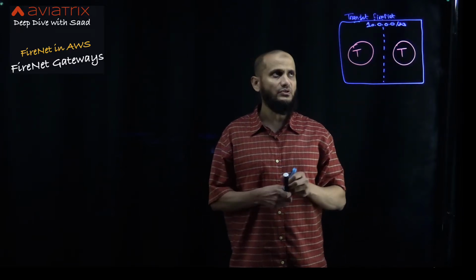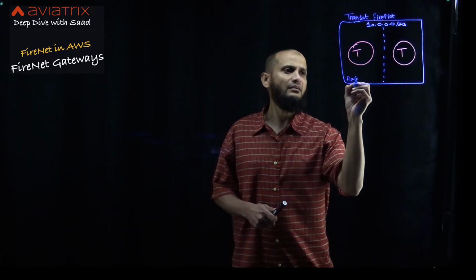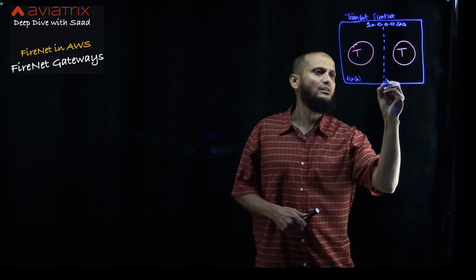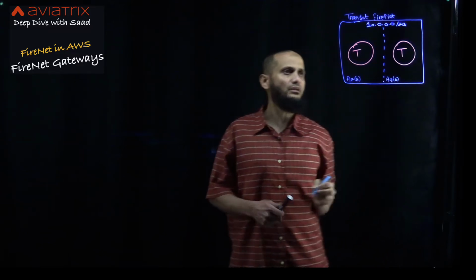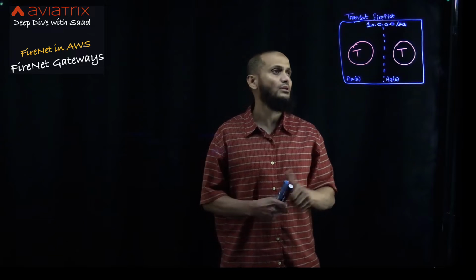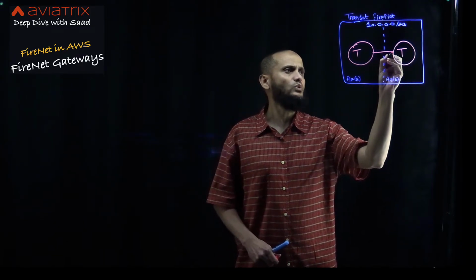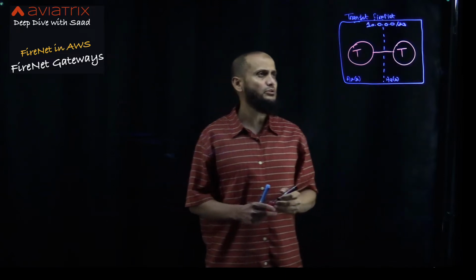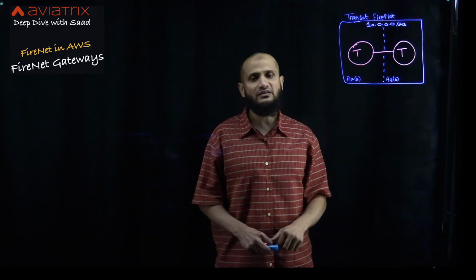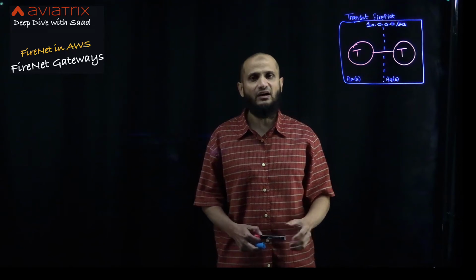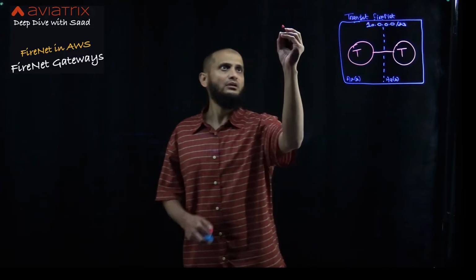Let's say the first one is AZA, and this guy becomes AZB. These gateways are connected with each other using a GRE tunnel. The minimum size of these transit FireNet gateways is C5 extra large or C5N extra large.